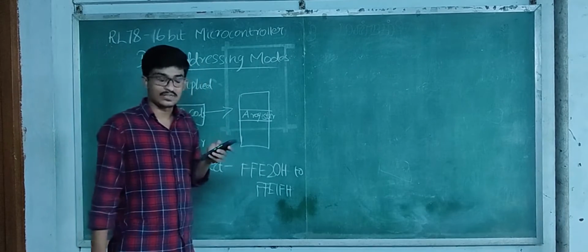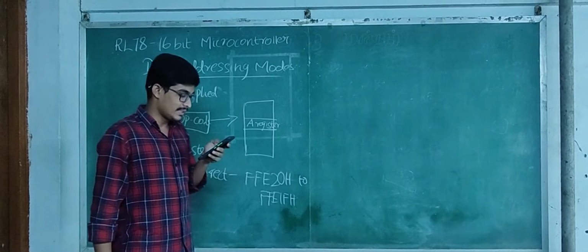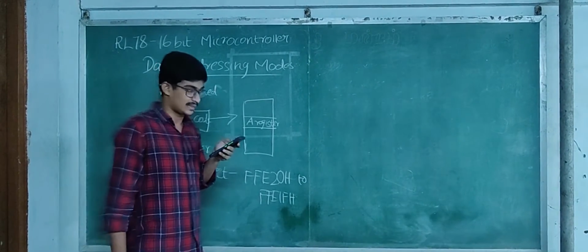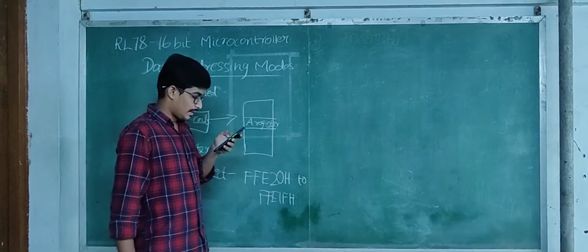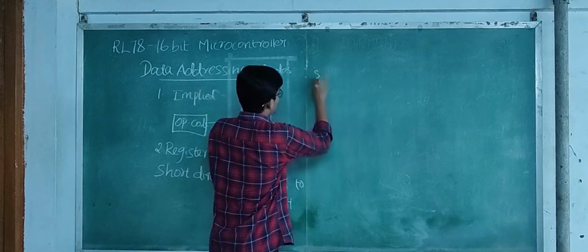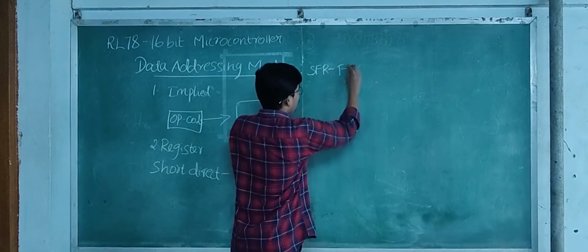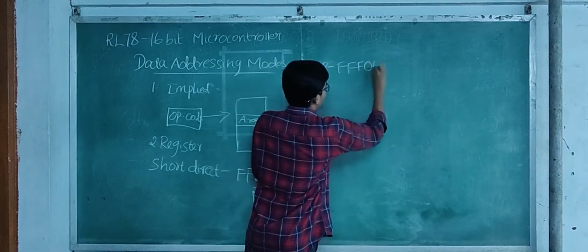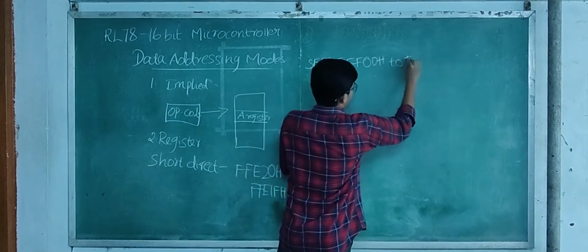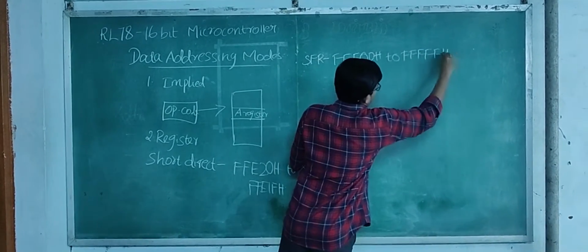Next one is the special function register addressing mode. It directly specifies the target special function register address using 8-bit data in an instruction word. It usually occupies the space from FFF00H to FFFFFH.